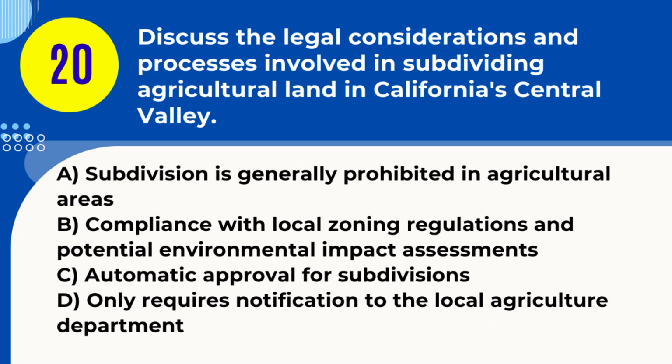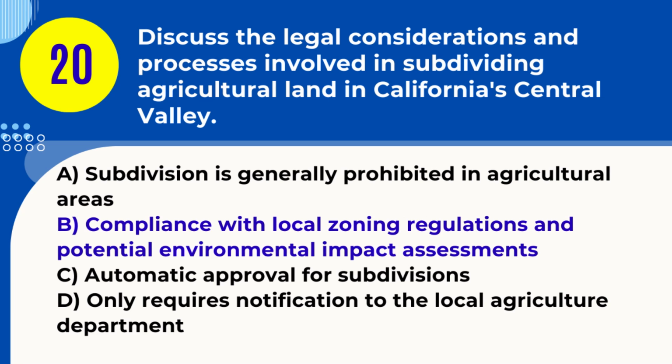Question 20. Discuss the legal considerations and processes involved in subdividing agricultural land in California's Central Valley. A. Subdivision is generally prohibited in agricultural areas. B. Compliance with local zoning regulations and potential environmental impact assessments. C. Automatic approval for subdivisions. D. Only requires notification to the local agriculture department.